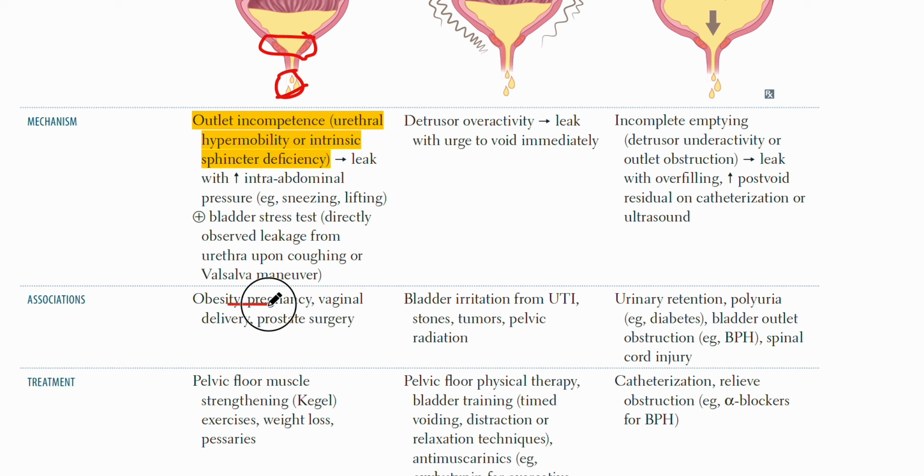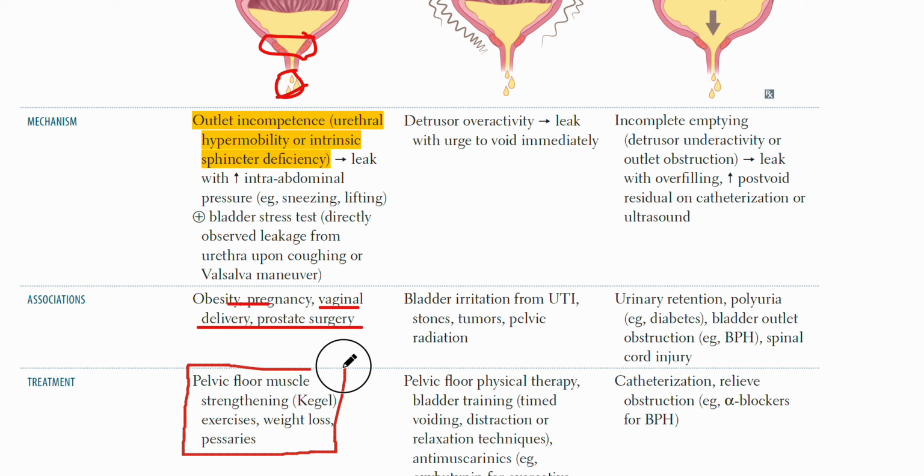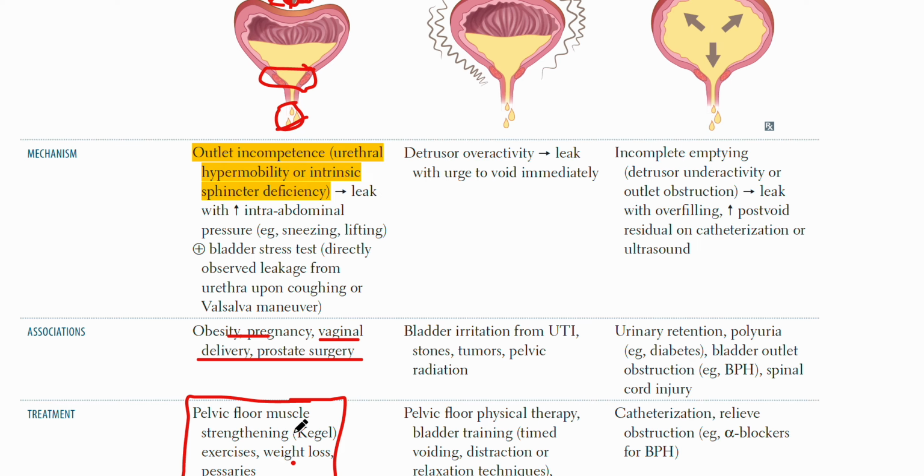It is associated with obesity, pregnancy, vaginal delivery, and prostate surgery. The treatments are pelvic floor muscle strengthening, that is Kegel exercises we have to do, and weight loss and pessaries. Those are the treatments, right?